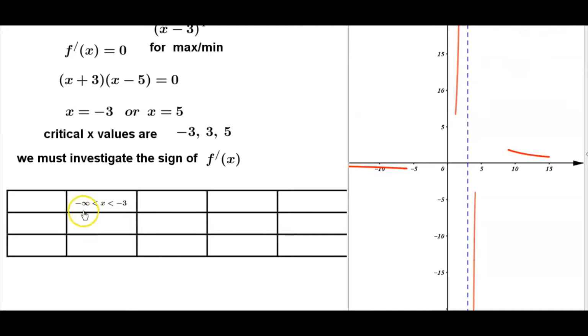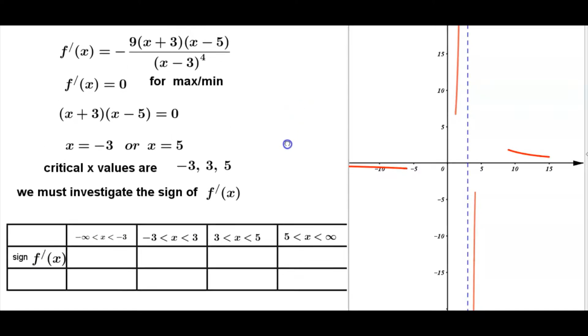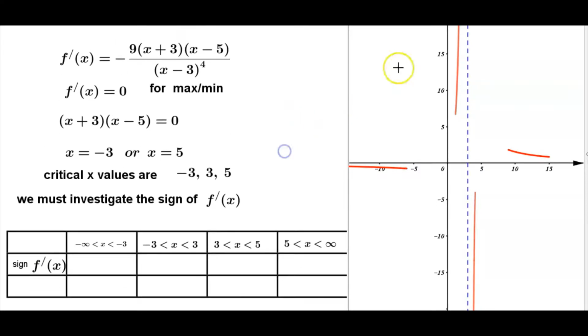This one first we want to investigate. X lies between -infinity and -3. X lies between -3 and 3. X lies between 3 and 5. X lies between 5 and infinity. We want to find out the sign of f dash x.